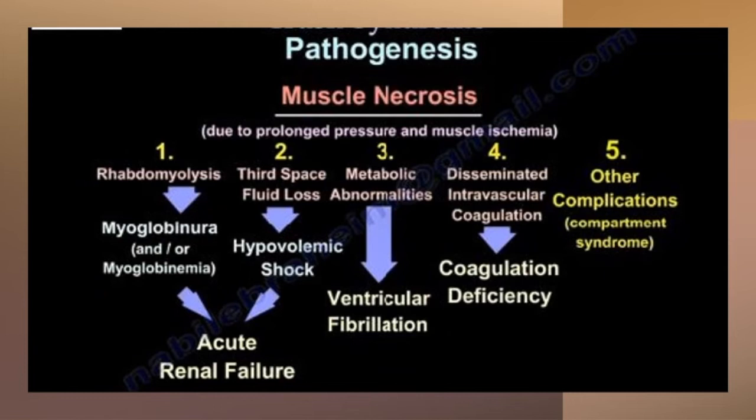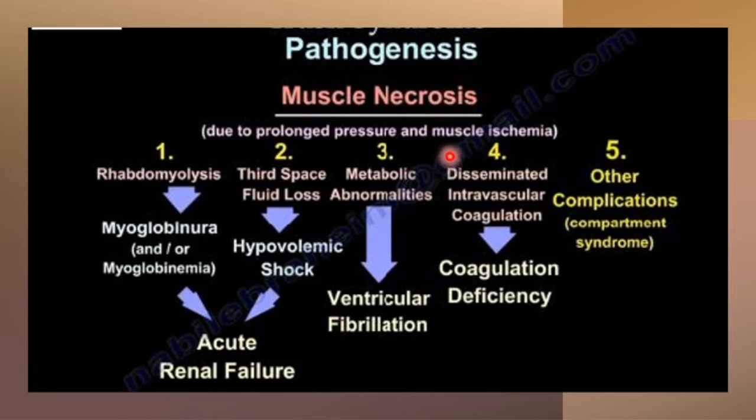So pathogenesis. Class, I derived this from the internet, a good picture or diagram to explain how your crash syndrome would occur. So the pathogenesis or the pathophysiology is your muscle necrosis. Okay, muscle necrosis brought about by prolonged pressure and muscle ischemia. Okay, so that is affecting, leading to rhabdomyolysis, resulting in third spacing, resulting also in metabolic abnormalities such as your ventricular fibrillation. Recall that ventricular fibrillation is considered to be a life-threatening dysrhythmia.